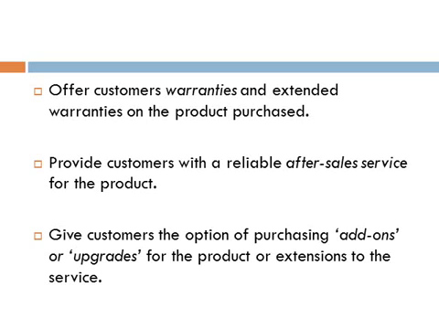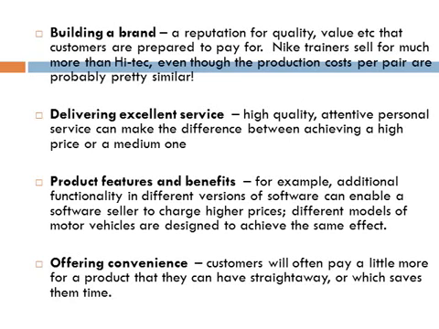It could be that you get the option of purchasing add-ons or upgrades. A good example of that is in-app purchases. When you download an app for your phone or for your iPad, you can often get new features by buying them in-app. As we've said before, it could be that we've got a brand, so a reputation for quality and value that customers are prepared to pay for. So Nike trainers sell for much more than high tech ones, even though the production cost per pair is probably pretty similar. So Nike add value to their trainers by having that Nike swoosh on the side, by having a strong brand.